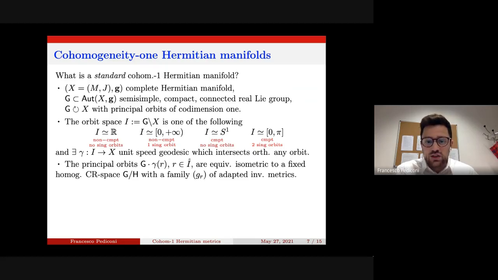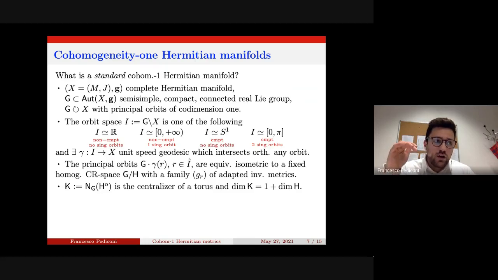And the family g_r of invariant metrics is induced simply by restricting g to the principal orbits. Moreover, we also assume that the normalizer K of the connected component of H inside G centralizes a torus, and that the dimension of this group K is precisely equal to the dimension of H plus 1. Here we are saying that the trivial summand of the isotropy representation of the homogeneous space G over H is just one-dimensional.